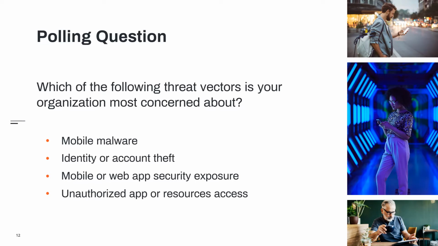Which of the following threat vectors is your organization most concerned about? Mobile malware, identity or account theft, mobile or web security exposure, or unauthorized apps and resource access? Now, when we talk about this, these are all attack vectors through mobile devices. An unauthorized app could be using an API to connect into one of your applications, potentially collecting information and sending it off to a resource that you have not vetted, you have not scanned, or misconfigurations within your web application that you use internally and for your customers.